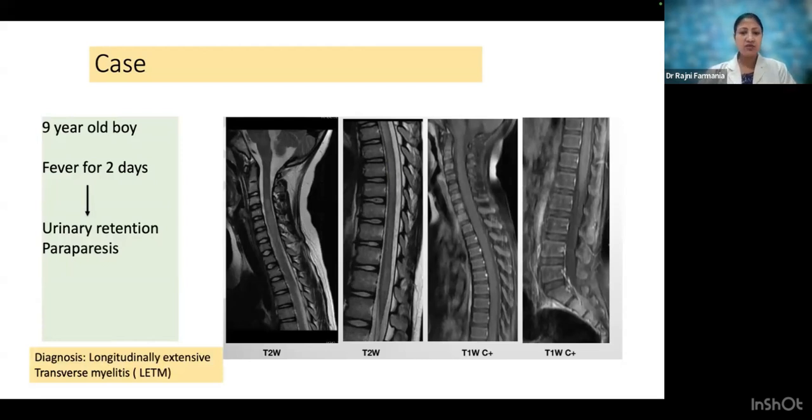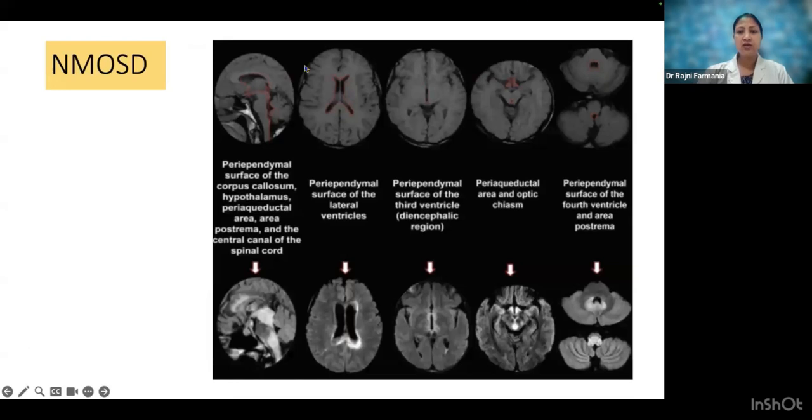There is importance to it because if there is LETM, you would suspect NMO disorder, NMOSD, that is neuromyelitis optica. So that is again an aquaporinopathy. Aquaporin is around the ventricles. These are the places where you expect aquaporin receptors to be, and in these disorders, these are the areas where you see hyperintensity. So periventricular, periaqueductal, periependymal areas around the ventricles are the favorite places, and when you see a scan with these findings, you suspect that probably the child might have NMOSD.